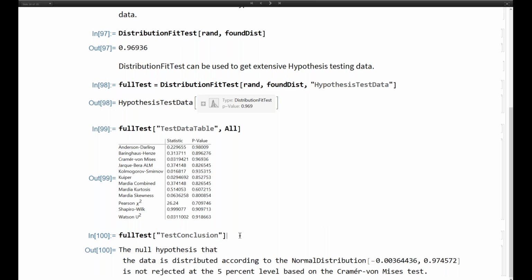So in our case, the null hypothesis that the data is distributed according to the normal distribution is not rejected at a 5% level based on the Kramer von Mises test. And I'm aware I've probably mispronounced that, so I do apologize.